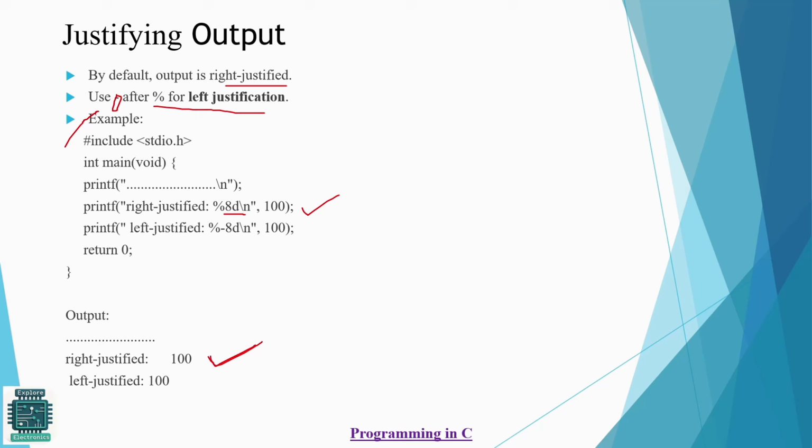But here I have mentioned, you can observe, a hyphen. Right after the percentage symbol I have included the hyphen symbol. So it means it is a left justification. So I have got output like this. Okay.